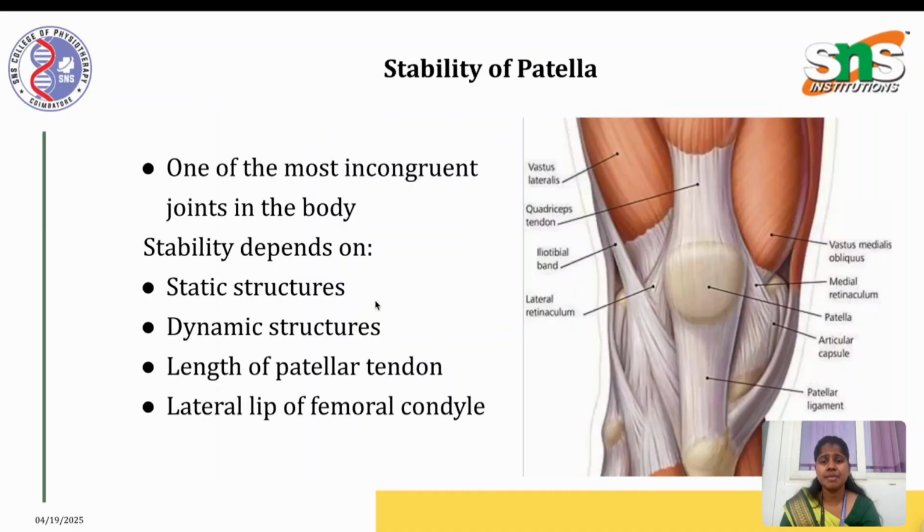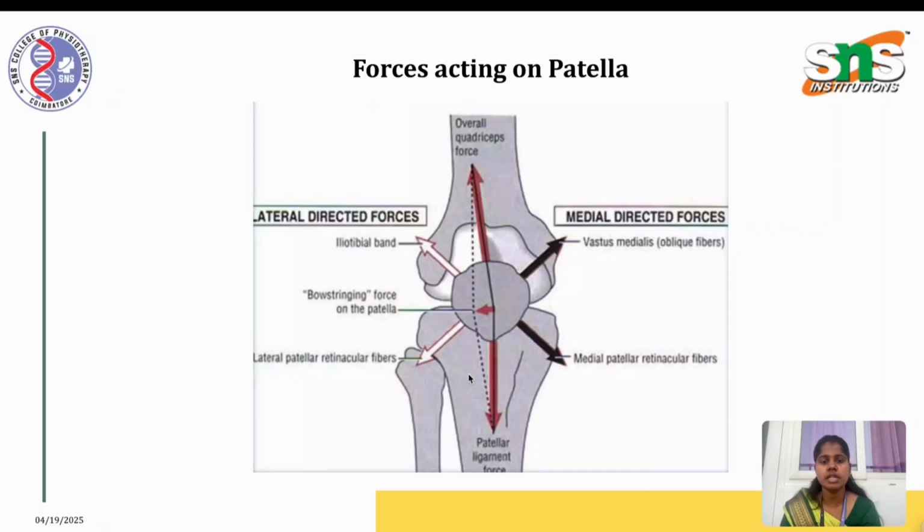What is the stability of the patella? It is one of the most incongruent joints in the body. The stability also depends upon the static structures, dynamic structures, the length of the patellar tendon, and the lateral lip of the femoral condyle. These are the forces acting on the patella. So these are the laterally directed forces, and these are the medially directed forces.